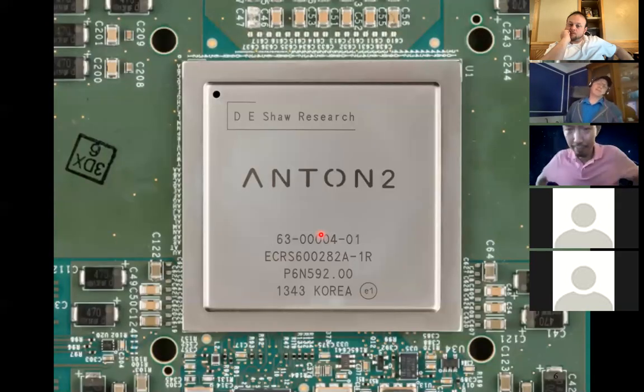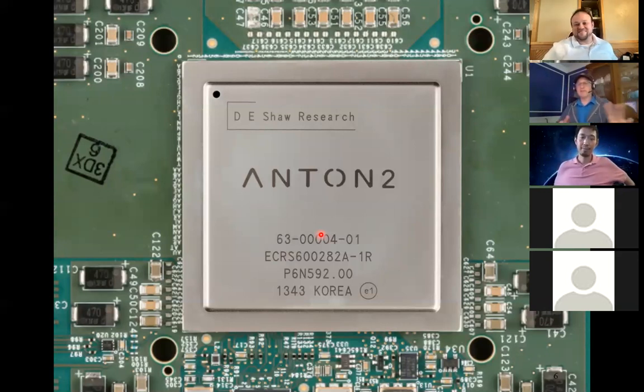These are excuses to show pretty pictures. There's the chip in close up, bigger than real life, assuming your screen is not an iPhone. Albert. Okay.